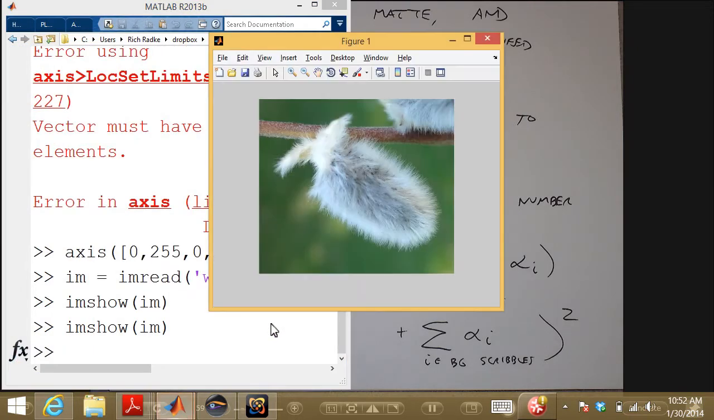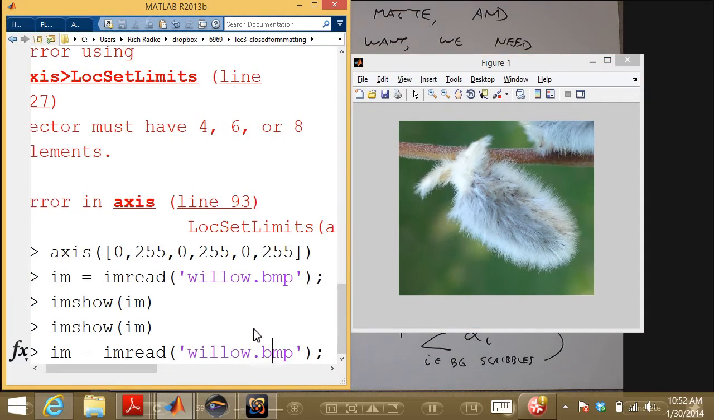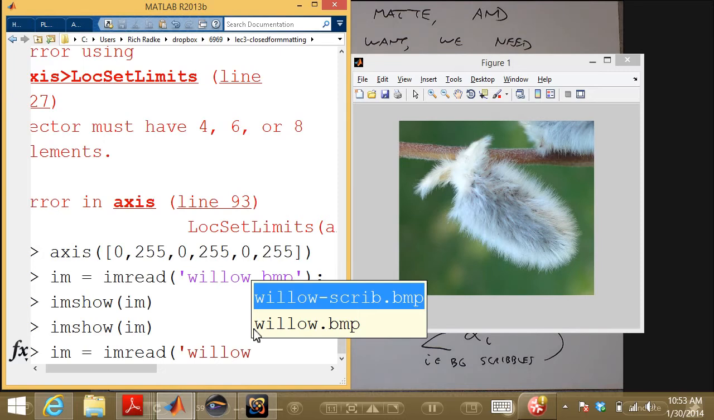Okay. Right, so here's the image that we talked about last time. So how did I handle the matting of this image? Well, what I did was I went into Photoshop or something similar, and I scribbled on it. Let's see here. I forgot what I called it. Willow scrib, oddly enough.